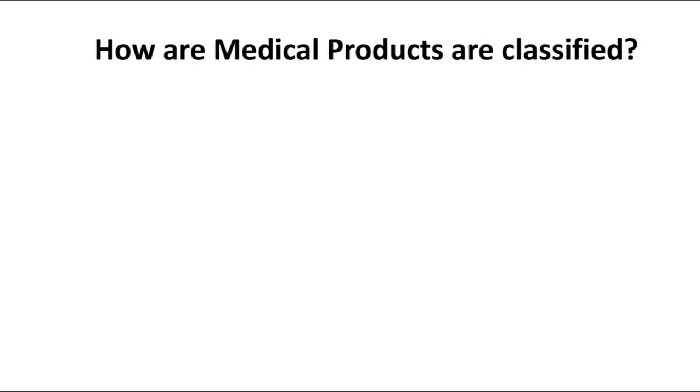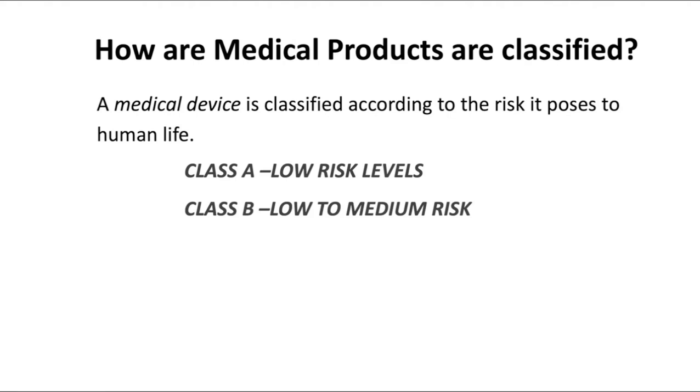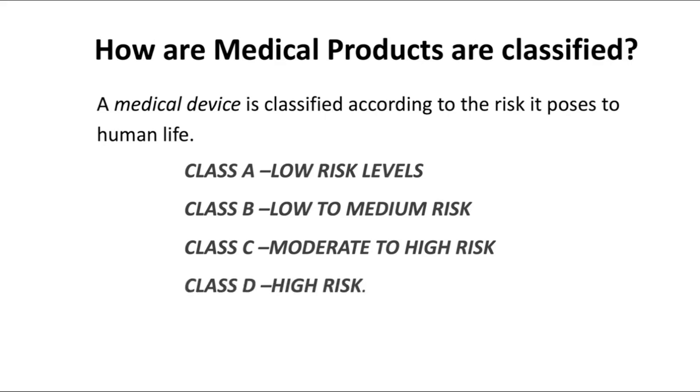How are medical products classified? A medical device is classified according to the risk it poses to human life. Something very low risk, like gloves, a tongue depressor or a face mask, is in class A, low risk. Class B is low to medium risk. Class C is moderate to high risk, whereas class D is high risk. Products used on brains and hearts all come under classification D.